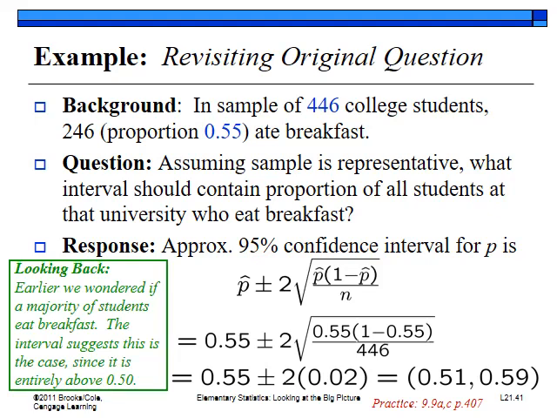Now, remember, one of the questions that we asked was whether the proportion of students in the population, that is all the students at the university, whether of all of those students, more than half would eat breakfast. This 95% confidence interval gives us pretty strong evidence for that claim, because 0.5 is not in that interval.